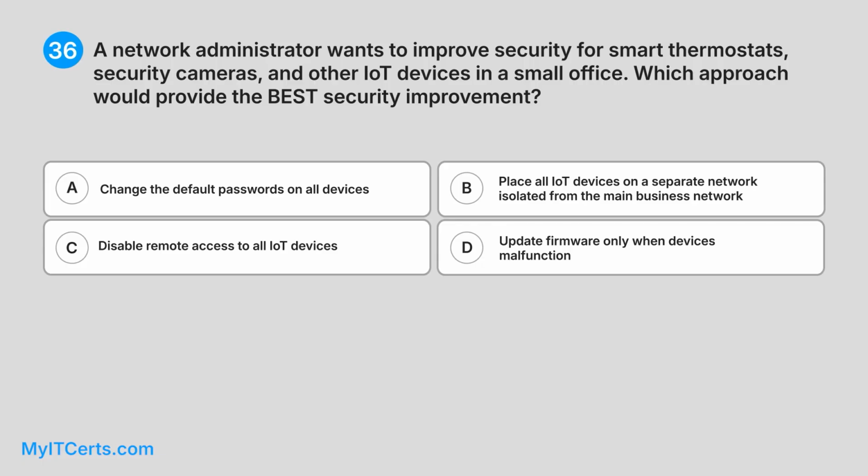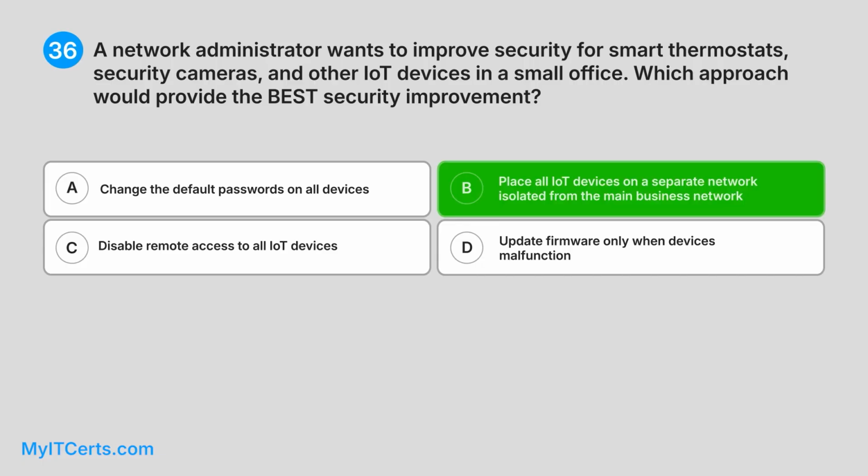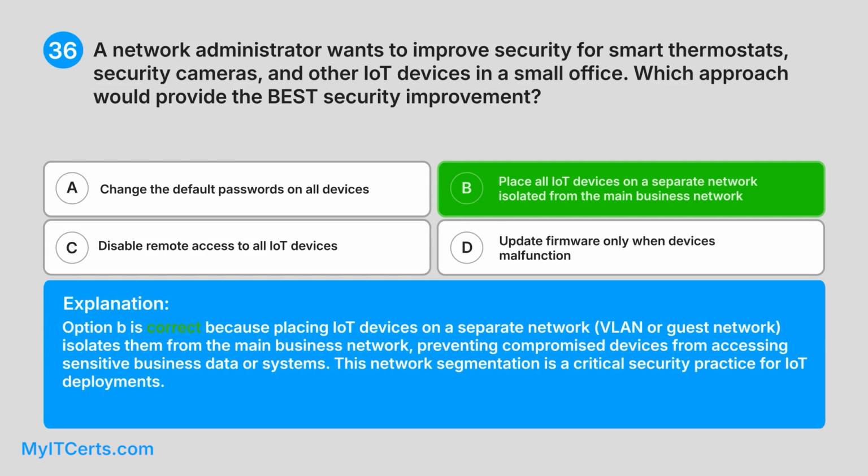Correct answer: B. Place all IoT devices on a separate network, isolated from the main business network. Explanation: Option B is correct because placing IoT devices on a separate network, VLAN or guest network, isolates them from the main business network, preventing compromised devices from accessing sensitive business data or systems. This network segmentation is a critical security practice for IoT deployments.